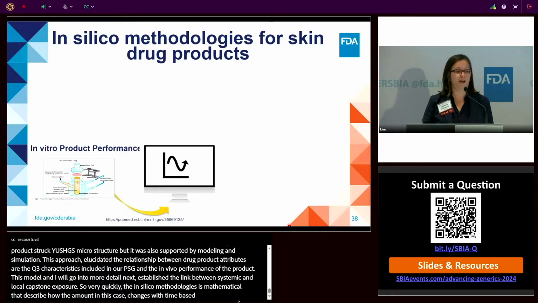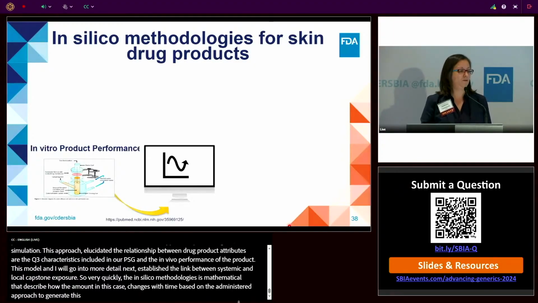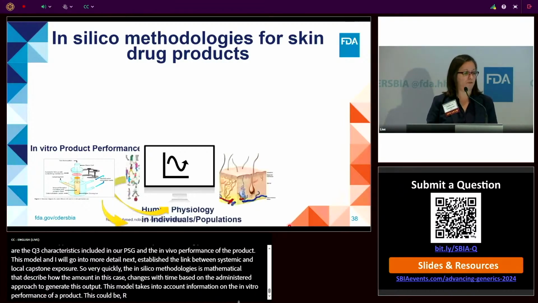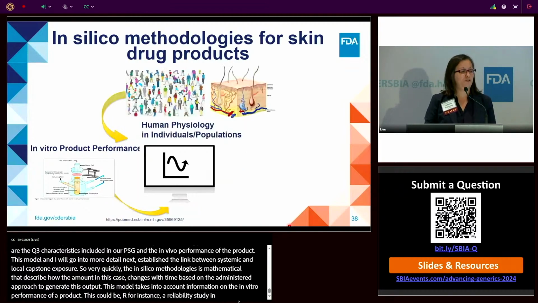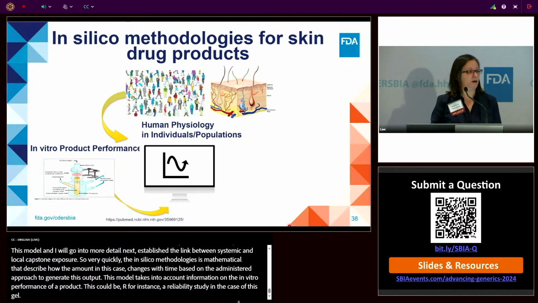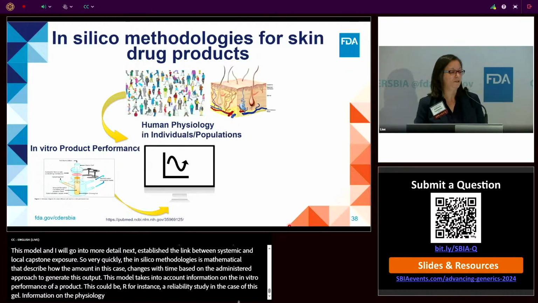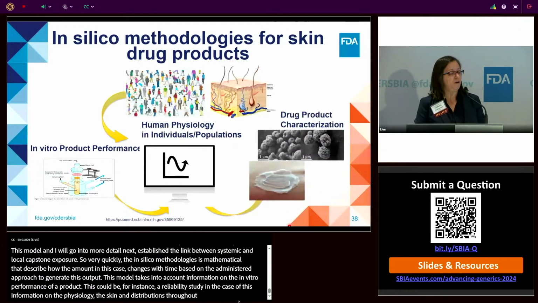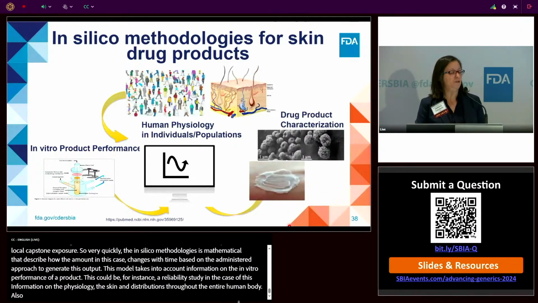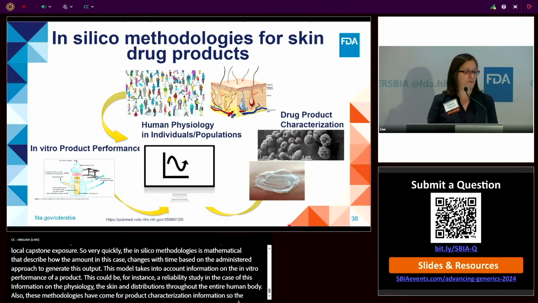To generate this output, these models take into account information on the in vitro performance of a product. This could be, for instance, an IVPT study in the case of the Dapsone gel. They also take information on the physiology of the skin, what the physiological parameters are that impact permeation through the skin and distribution throughout the entire human body. And also, these methodologies account for drug product characterization information. So a particle size distribution would be an example of this type of information.